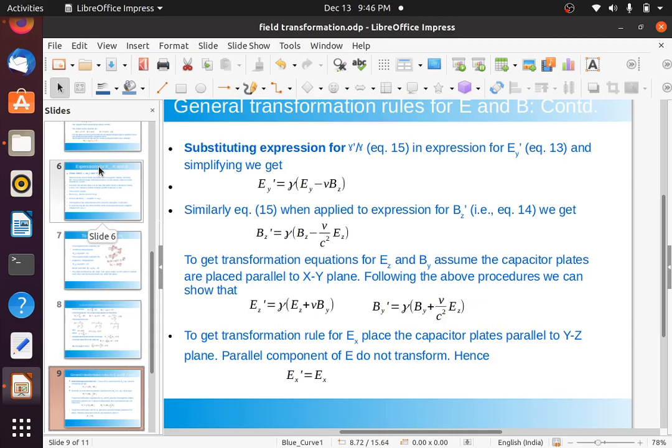Next, we have to get the transformation rule for Ex. Here we have to do nothing but assume that the capacitor plates are put parallel to the YZ plane, so that the electric field will be directed along the x-axis. So it is nothing but the parallel component. Ex is the parallel component, which does not change due to relative motion, so that you can show that Ex dash is equal to Ex.